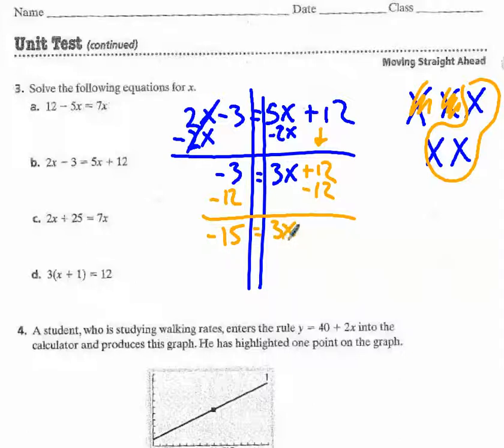What's the opposite of multiplying x by 3? Dividing by 3. And we know that negative 15 divided by 3 is negative 5. So x equals negative 5.